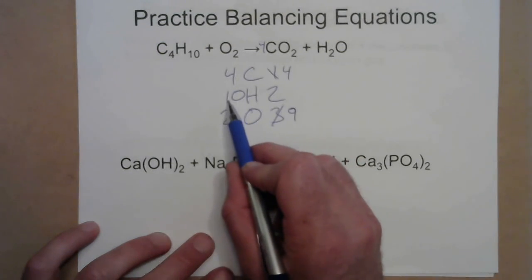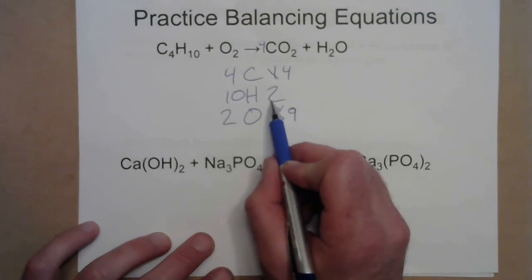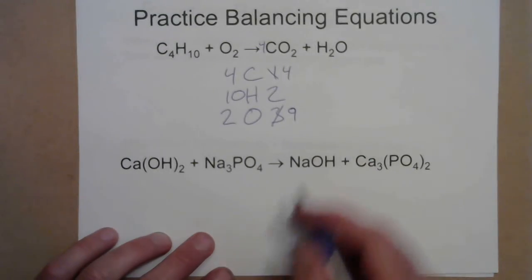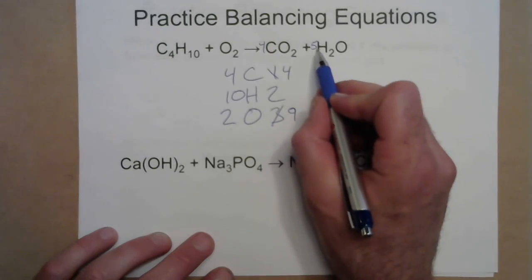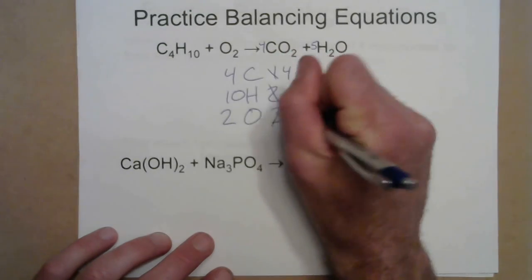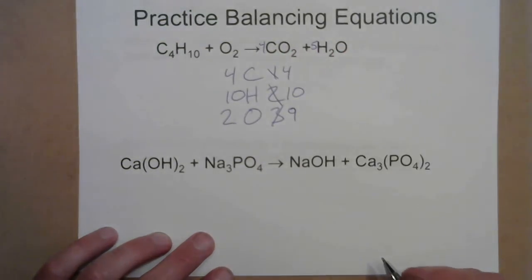Hydrogens, let's do those next. So we have 10 on this side, we have 2 on the product side. So I would need to put a 5 in front of the water, so it's 5 times 2, that's 10 hydrogens on each side.